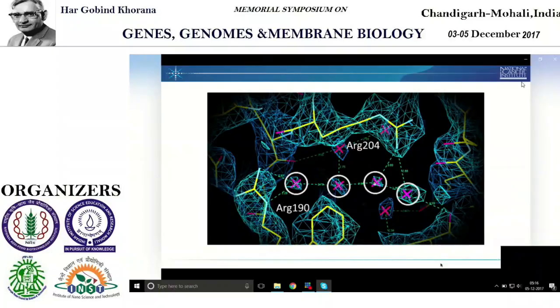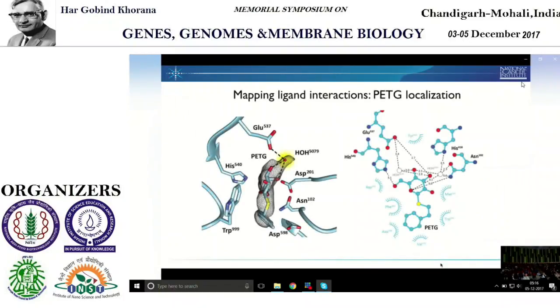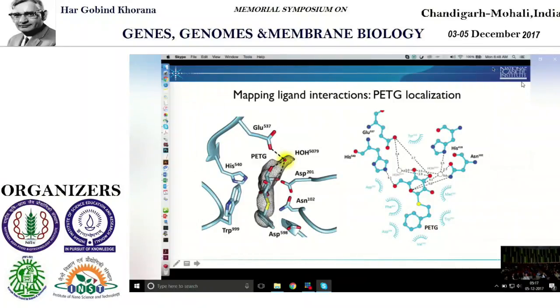And this was my main interest, which was to begin to localize the binding sites of small molecules that actually bind to the protein. In this case, PETG is a molecule that inhibits beta-galactosidase. And not only could we show that it was bound, we could also show density for a single water molecule between PETG and the active site glutamic acid residue.